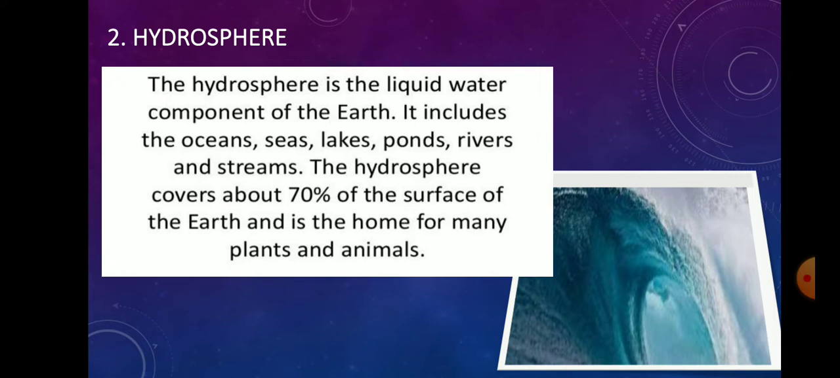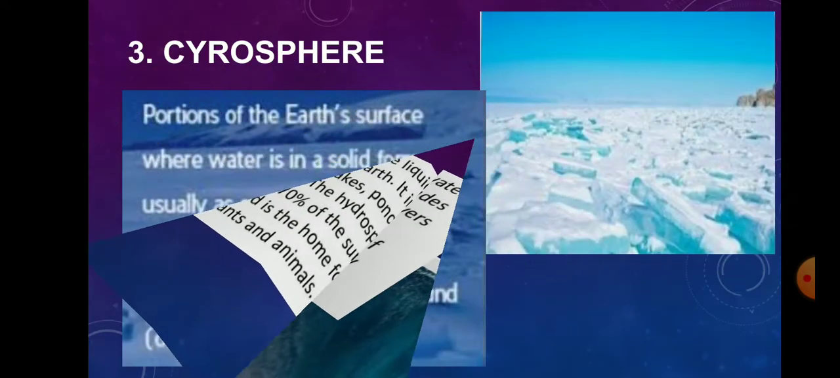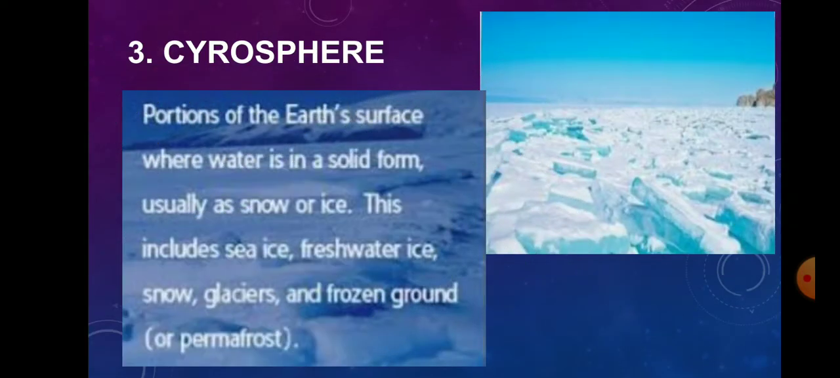Second, it works with the atmosphere to redistribute the energy received from the sun, such that the heat in the tropics, where a lot of energy is received from the sun, is transferred toward the poles where heat is generally lost to space. Third, cryosphere.